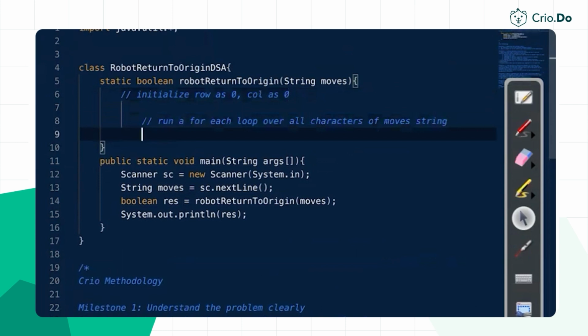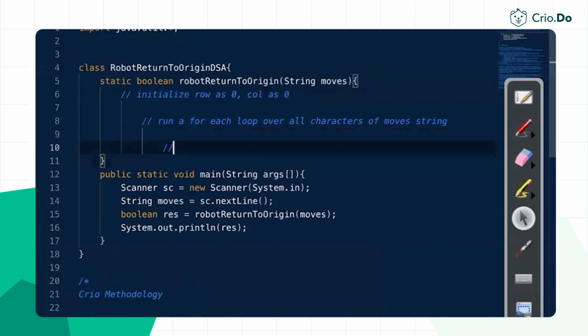No need to get to the index. Go to each and every character means take U, D, L, R, whatever is present in the string, and check if it is U, check if it is L, D, R. So for checking, you can actually use a switch case. So apply a switch case, or you can also apply an if else if ladder. It is up to you. So maybe let's do it if else if ladder.